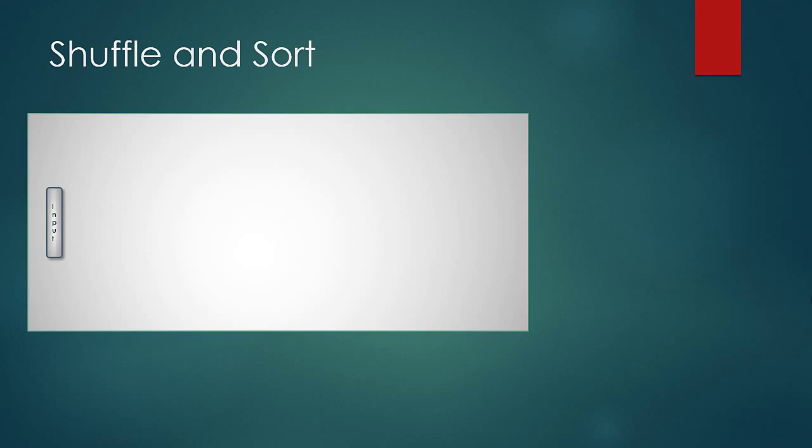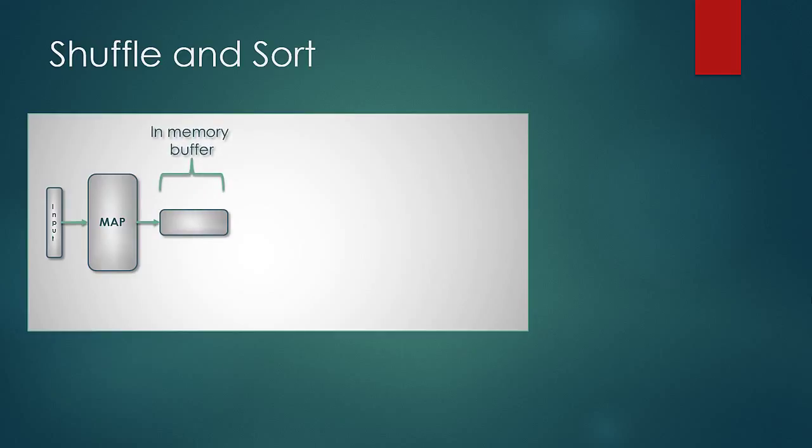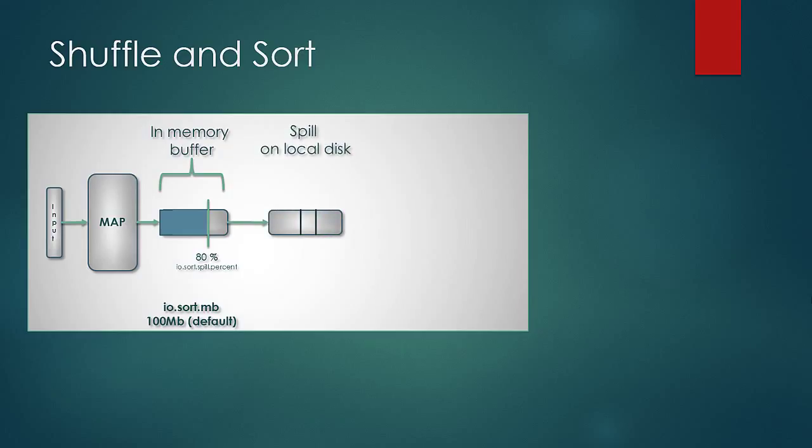Map processes the input and the output is not directly written to the disk, but is written to an in-memory buffer. The size of this buffer is decided by the property io.sort.mb. Its default size is 100 MB. As map writes, the buffer fills up, and when the buffer reaches a threshold, which by default is 80%, a background thread will start writing the buffer contents to the local disk.